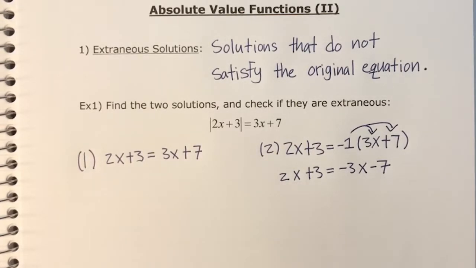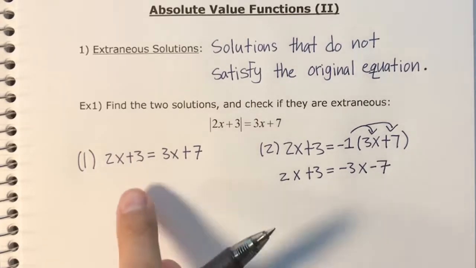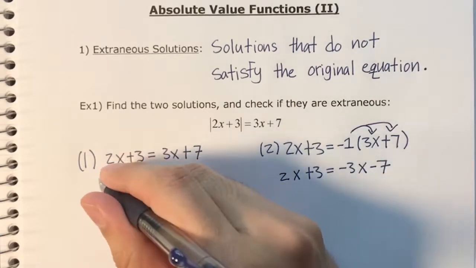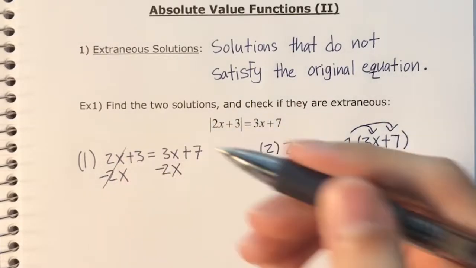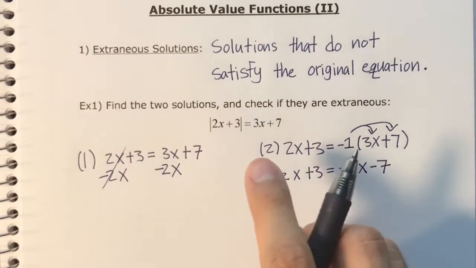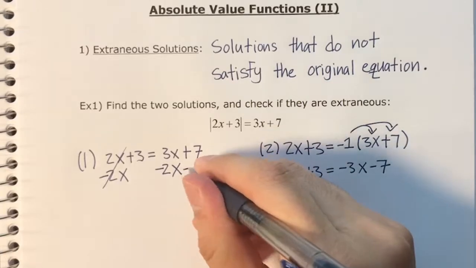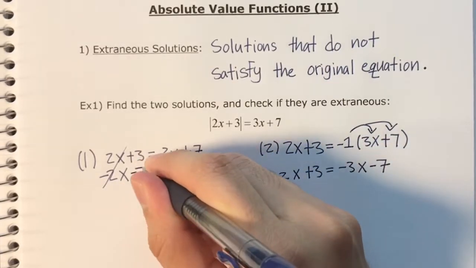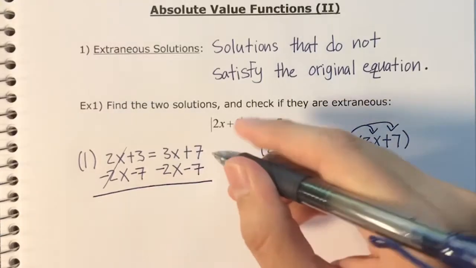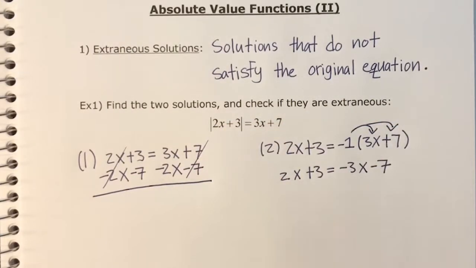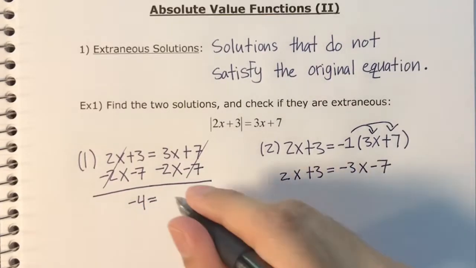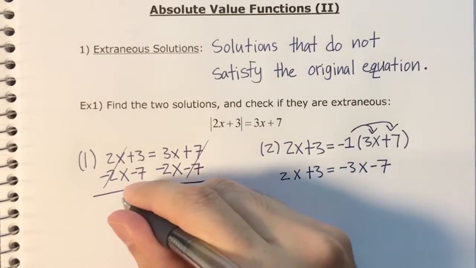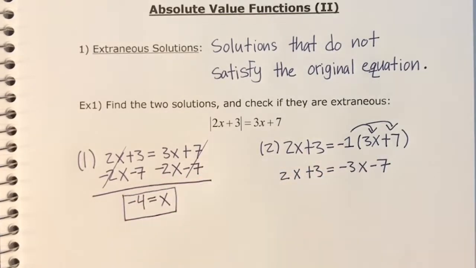Alright, now here I got to solve for x. Do I get rid of the biggest variable or the smallest variable? I get rid of the smallest variable. So what's smaller, 2x or 3x? 2x. So I'm going to subtract 2x from both sides. Now, if I get rid of something on the left, I got to get rid of something on the right. So what's the opposite of a positive 7? That's a negative 7. So I'm going to subtract 7 from both sides. So what's 3 minus 7? Well, that's negative 4. What's 3 minus 2? That's just going to be a 1x. So our x equals negative 4.